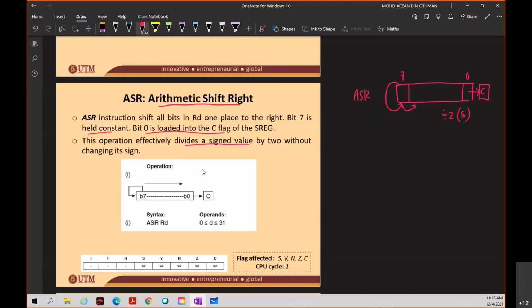Previously, for the arithmetic operations, we don't have a division operation. So how to do the division? By using these shifting instructions, either LSR or ASR, depending on the numbers that you use, either signed or unsigned. If it's an unsigned number, you use the LSR. If the number is a signed number, then you need to use the ASR instruction. So let's look at an example here.